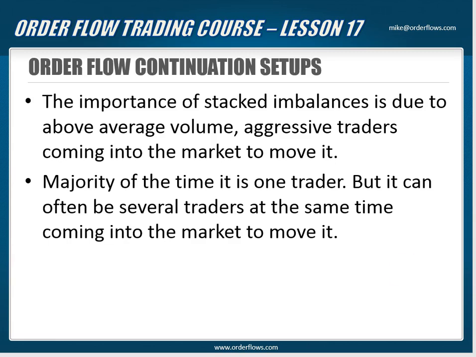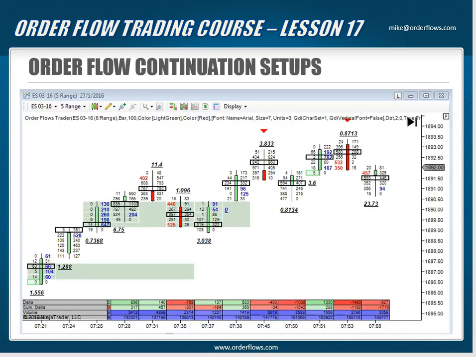Oftentimes what you're seeing is the result of a big order coming into the market that has to be executed as the market's moving. So what you have here, this is in the E-minis. This is at 7:20 in the morning, and you're seeing a stacked buying imbalance. You have 3 in a row right here. They're all stacked on top of each other. Here you have 4 in a row, and you're looking for the market to continue in that trend.